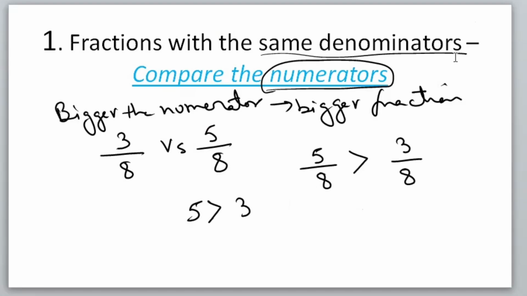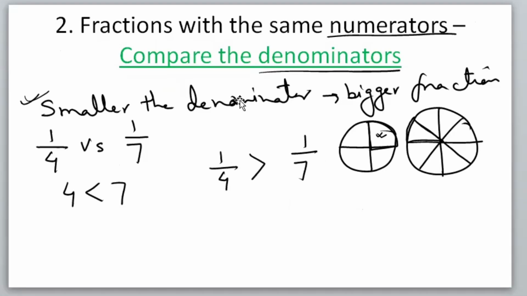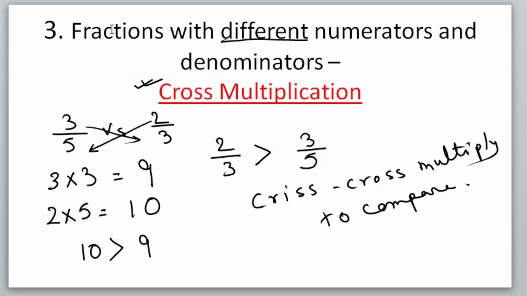First was the same denominator, then we have to compare the numerators, and bigger the numerator, bigger the fraction. The second one is same numerators, then we have to compare the denominators. Smaller the denominator, bigger the fraction. The third point is fractions with different numerators and denominators. Then we have to use the cross multiplication method. Then after multiplying, we have to see which digit is greater. Greater digit means that fraction will be greater.